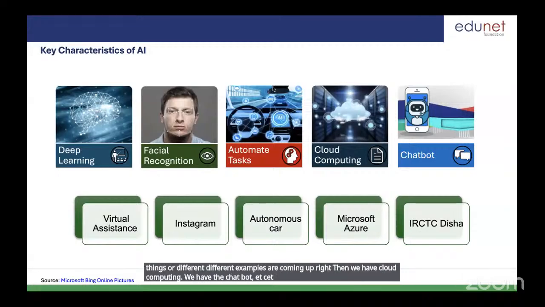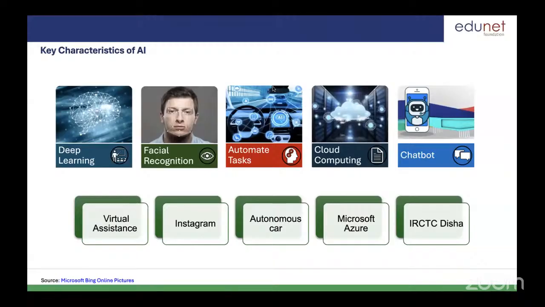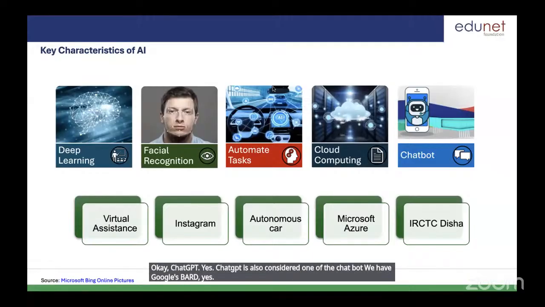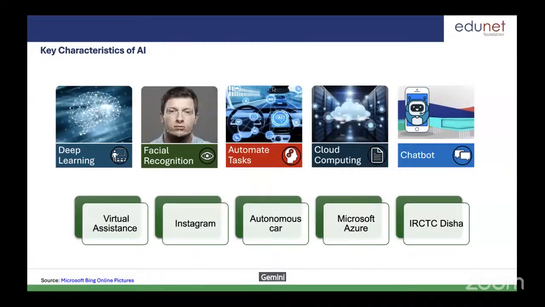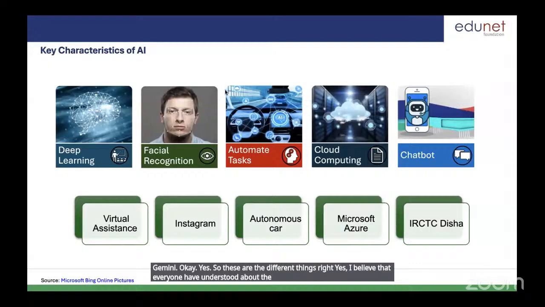So can you give me an example of a chatbot? Have you used chatbots before? What kind of chatbots have you used? Okay, Chat GPT. Yes, Chat GPT is also considered one of the chatbots. We have Google's Bard. Yes, Gemini. So these are the different things, right? I believe that everyone has understood the characteristics of artificial intelligence.